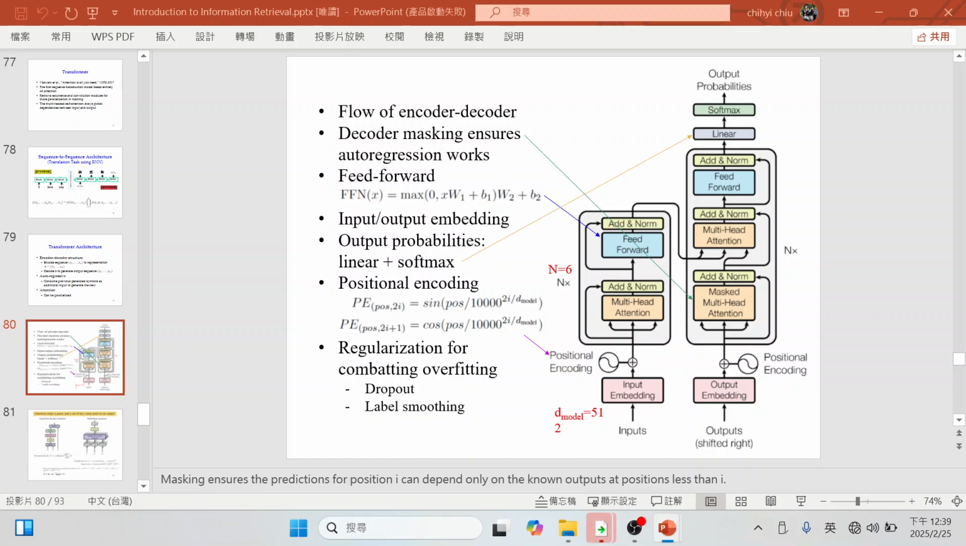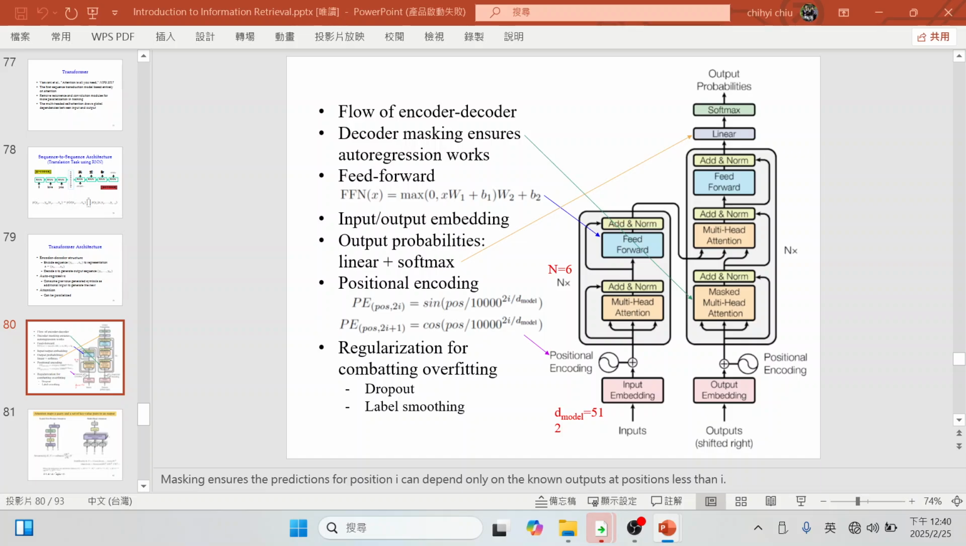Okay, the next is the feed-forward. You can see a feed-forward block here. The feed-forward is modeled as this: it just uses one linear layer and a second linear layer here, with a ReLU activation function. So each feed-forward is represented by two linear layers with a ReLU activation function.